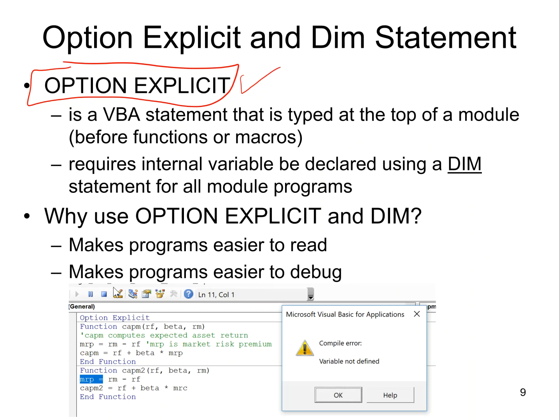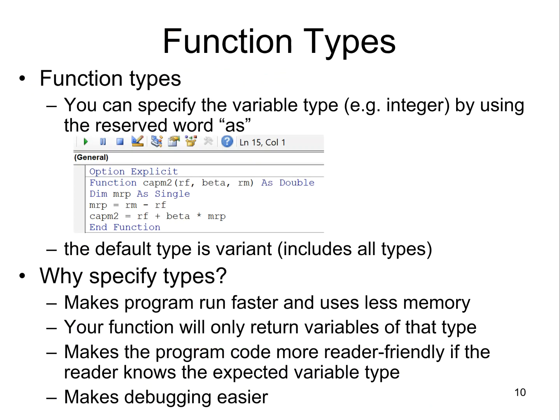Now, what you don't have to Dim are your parameters. What you would have to Dim are any new variables in the program, like in this case, MRP. In that situation, you'll be allowed to use that new variable. But if it's a variable that has not been declared, you'll get an error. So why use Option Explicit and Dim statements even though they're not required? Because it makes the programs easier to read for someone that's looking at your program. They might look and see what your variables are, and also easier to debug.